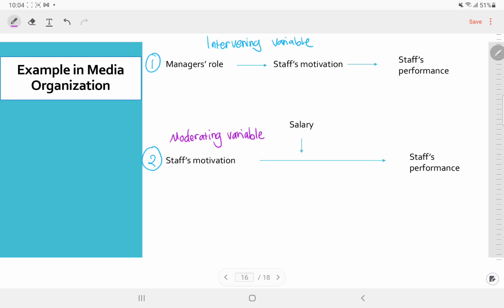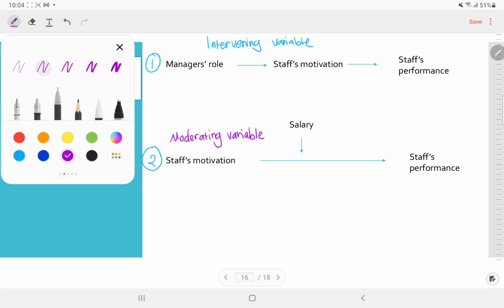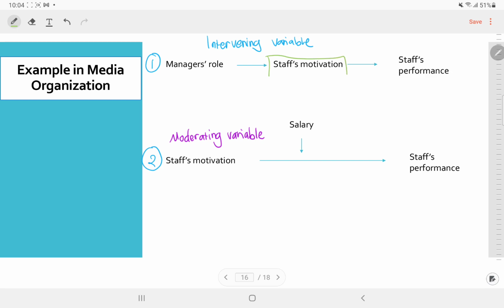So what are the differences between both variables? It is very simple. We can just take a look at the examples. Here, please pay attention to the positions of the staff's motivations in intervening variables. So the staff's motivations is the intervening variable. Okay? So here, how to increase the staff's performance? Okay, we need to increase the staff's motivations.